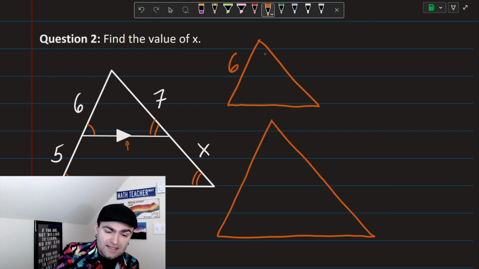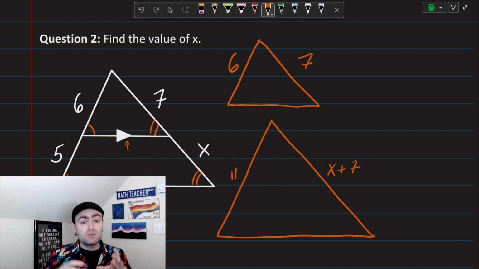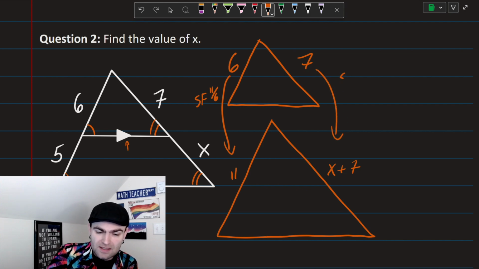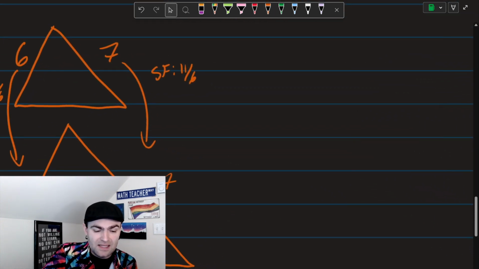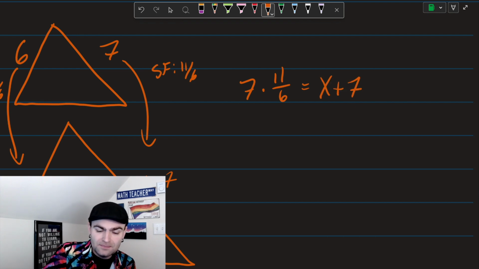So we have 6 and 7. We have 6 plus 5, which is 11. And then we have x plus 7 here. So we are going from the small to the large. So 6 to 11 is our scale factor. So our scale factor would be 11/6. So this scale factor is also going to be 11/6. So what does that mean for us? That means that 7 times 11/6 is equal to x plus 7.